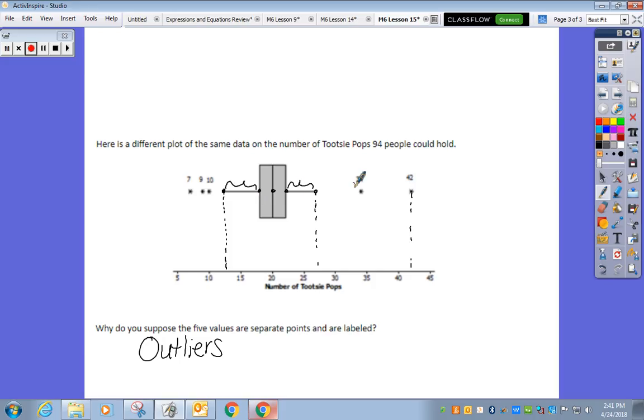And then on the other side of it all, we only had 2 over here, 1 way high up. So the line being that long made it seem like there were a lot more spread out, or a lot more people holding a variety of numbers of Tootsie Pops, when in reality it's really more between like 22 and like 27. So it's still pretty tight in here. So if you have these outliers, it's helpful to draw them as separate numbers like this, so it doesn't skew the data and make you think that there's really a lot more or a lot less variety, or variability, than there is.